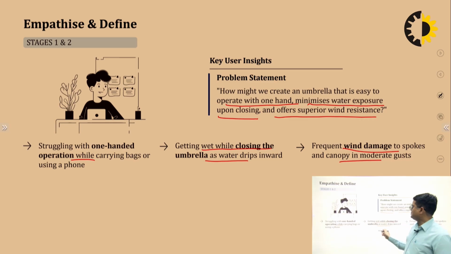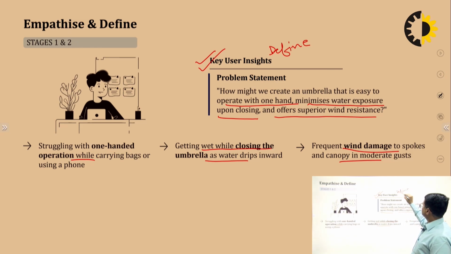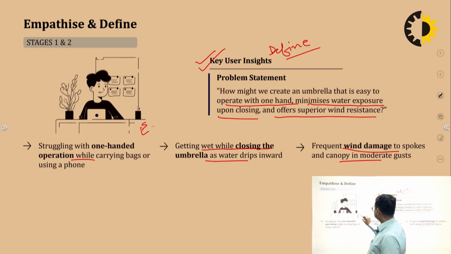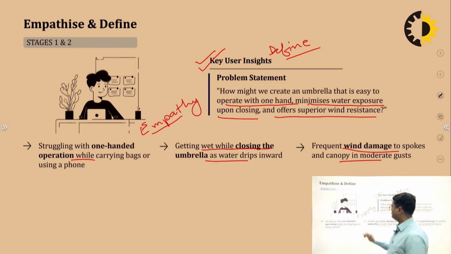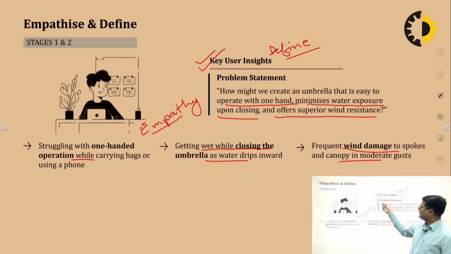On the basis of these things, we come up with this how might we statement, or the problem statement, that may be the outcome of the define stage. So here we are not talking about the solution. We have defined our problem clearly. And how have we defined it? Because of the empathy. So these are the outcomes of the empathy stage, and finally we have defined the problem.